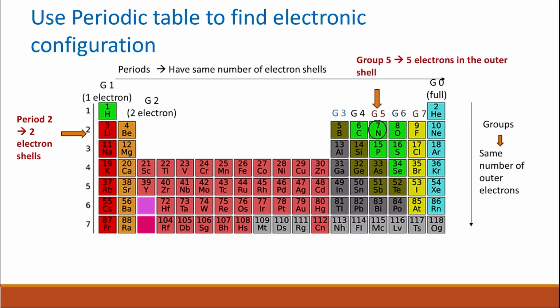Remember that all the innermost shells will have a complete number of electrons, and the maximum number of electrons is 2 for the first shell, 8 for the second shell, and 8 for the third shell. So the electronic configuration of nitrogen will be 2 and 5, because it only has 2 electron shells and 5 electrons in the outermost shell. And remember that the first electron shell has a maximum of 2.